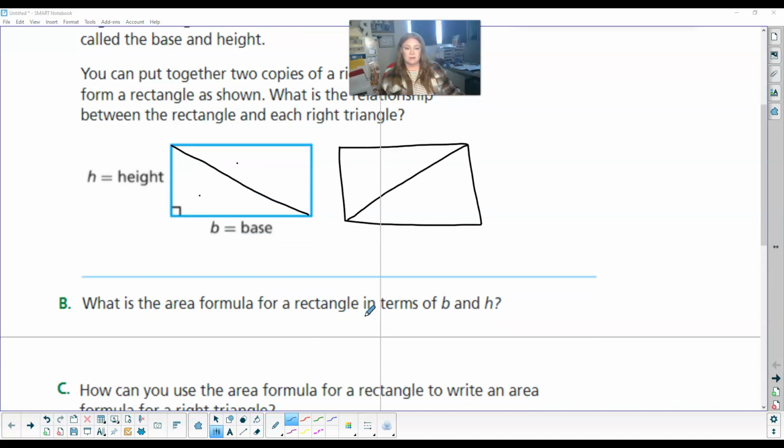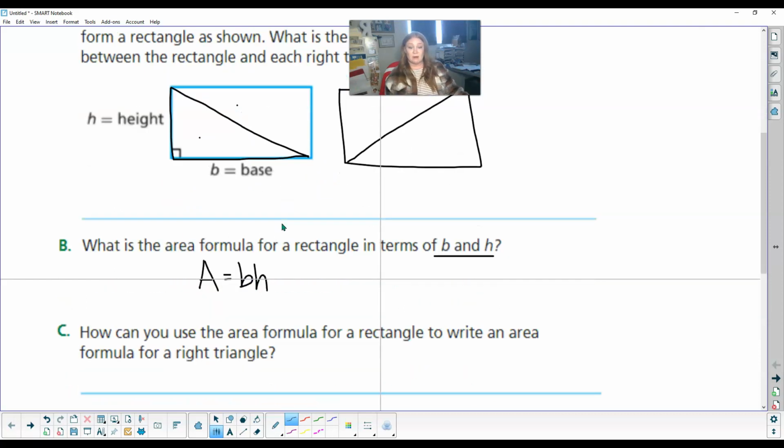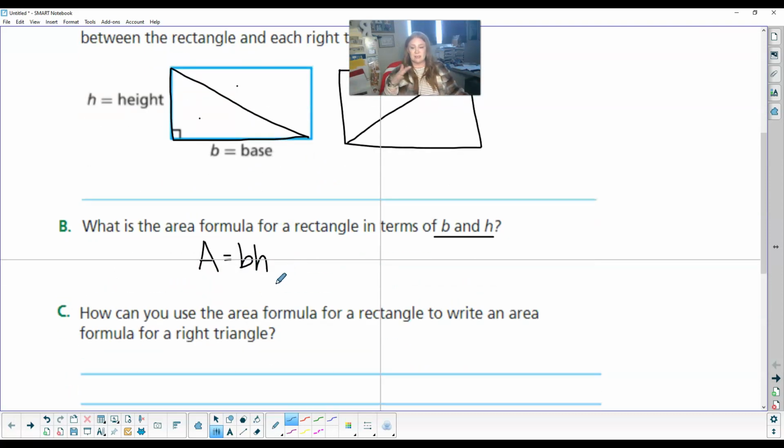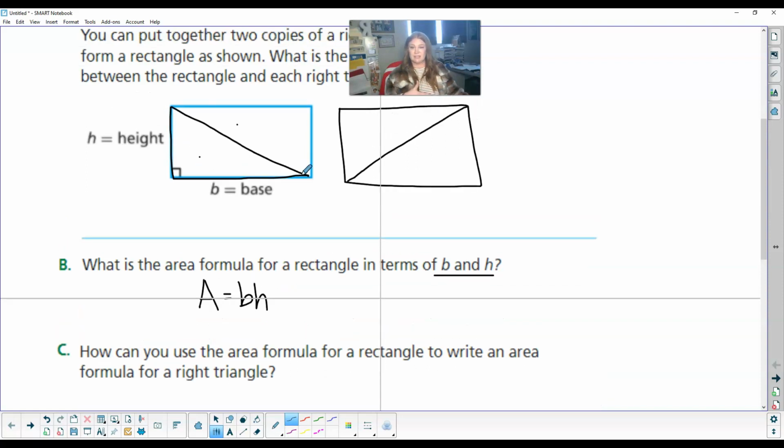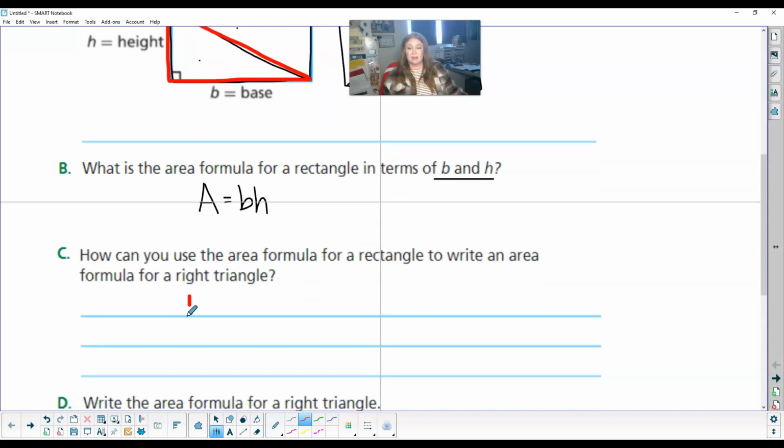So the area formula for a rectangle using B and H, to find the total area, we would do base times height. Taking the base times the height gives us that entire rectangle. If I was wanting to find a triangle, I have this entire rectangle right now, but I just want this triangle. It is half of this parallelogram.